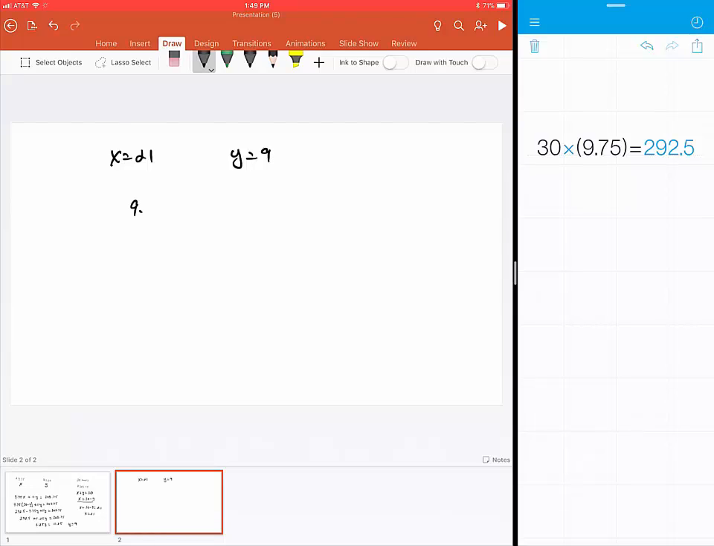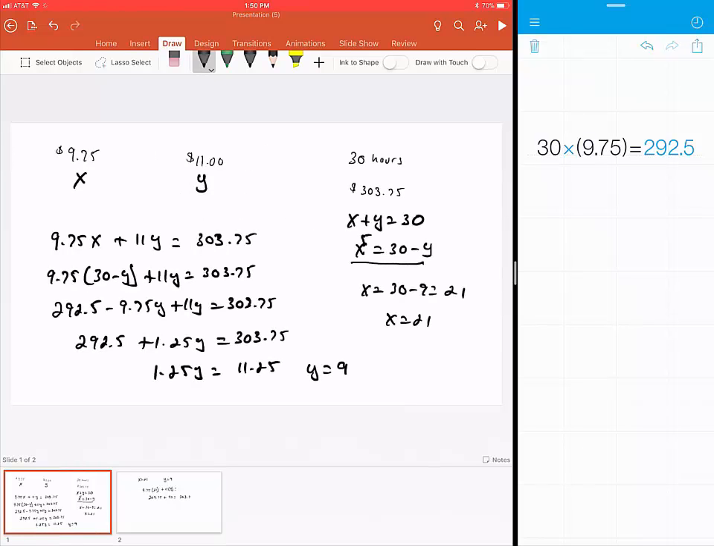And we can actually calculate that. So 9.75 times 21 plus 11 times 9, and that should give us hopefully the 303.75 that we need. So this is 204.75, and then we have the $99 over here, and then we can add these together to see what we get, and we get $303.75. So this is the way that you should be breaking up this problem to be able to solve it.